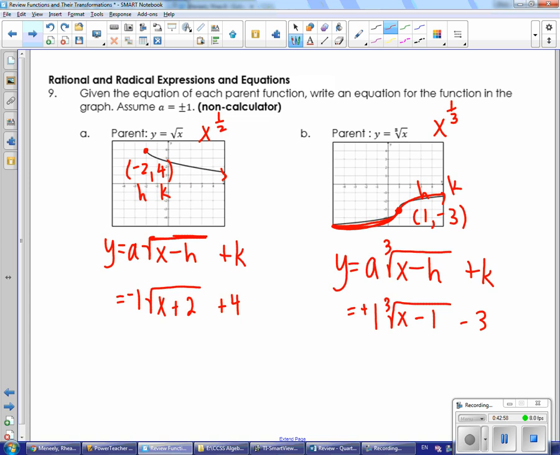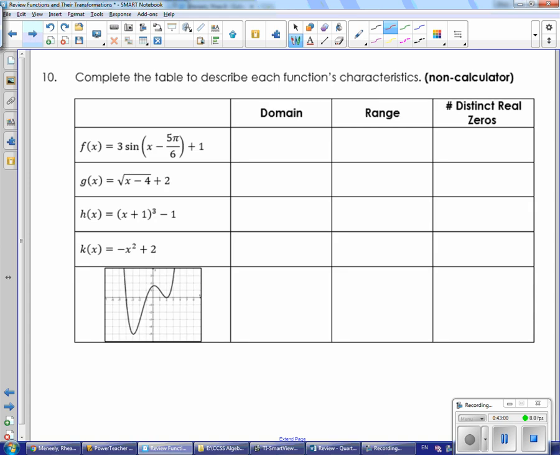Okay, problem number 10. You are asked to identify characteristics of functions that are presented either as an equation or as a graph. And one of the things that I will tell you is that when you see an equation, you really need to get in the habit of visualizing what this thing looks like. So for example, when I look at the first one, I've got 3 times the sine of x minus 5 pi over 6 plus 1.